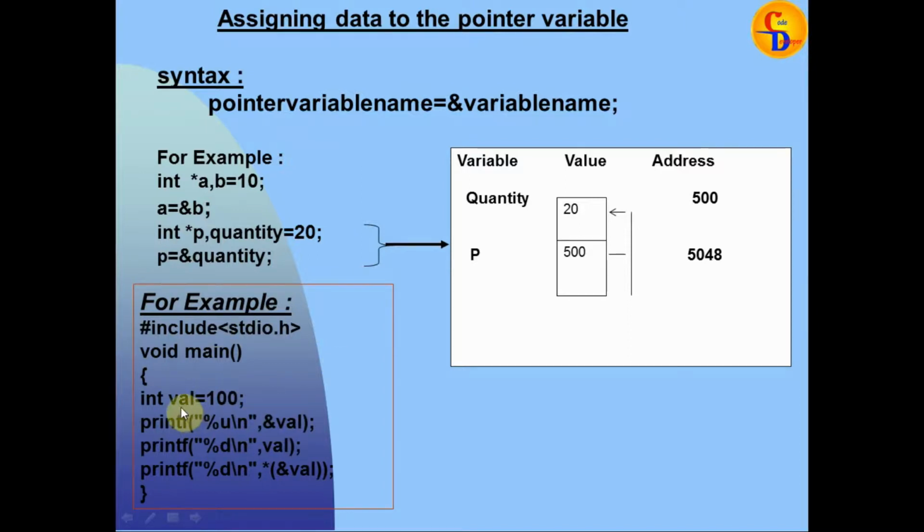Another example, val is a variable equal to 100. The ampersand val refers to the address, and it displays the address. So percentage u is the format for an address. Then percentage d is the format for integer representation. So val means the data; the output is 100. Then percentage d, comma, asterisk as well as ampersand val. It refers to the address of the value, and the answer is 100.